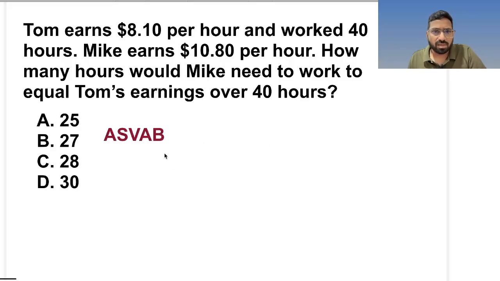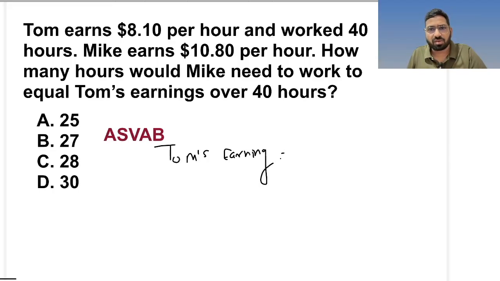So Tom's earnings would be, the question is giving Tom's earning. Tom's earning is 8.10 times 40. Per hour is this rate 8.10 and he is working for 40 hours. So this is his total earning. We will not multiply it here because we will need it later. I'll explain why we are not multiplying this here.